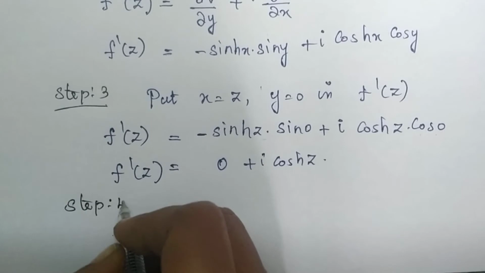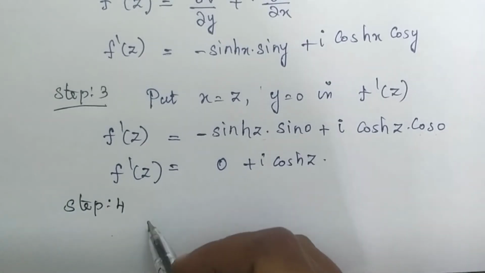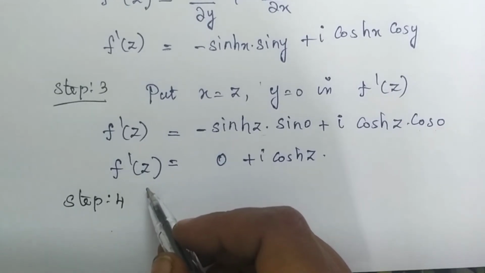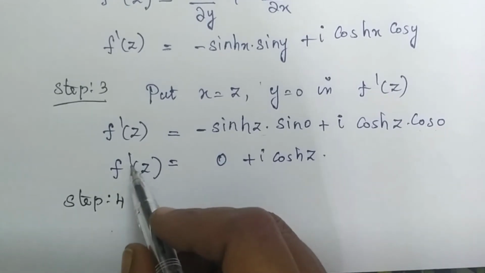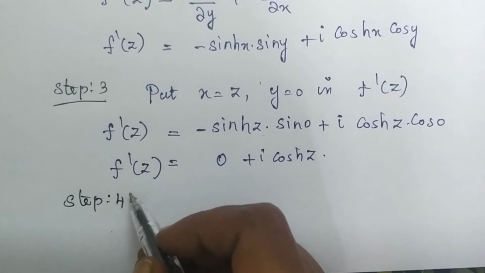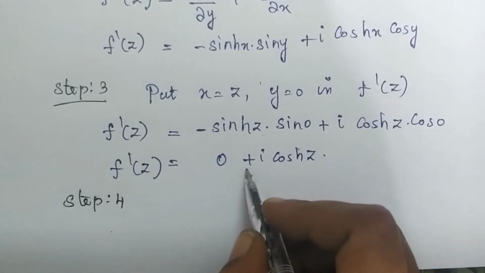Step 4, what we have to do is, if we integrate f dash of z we can get f of z. That means our aim is to get the value of f of z. We need f of z. So to get f of z from f dash of z, f dash of z is d by dz of f of z. If we cancel the differentiation, we have to integrate. So now I am going to integrate with respect to z on both sides.